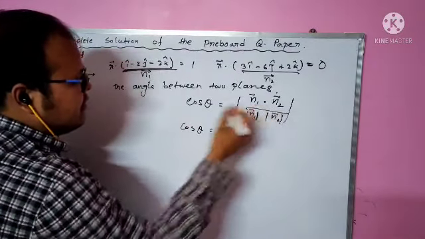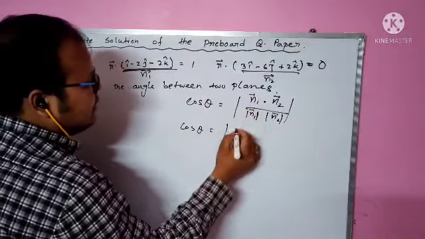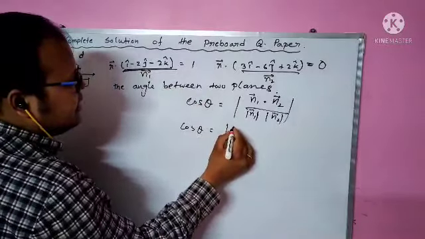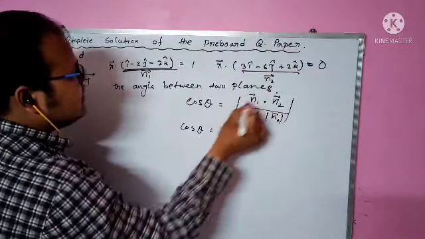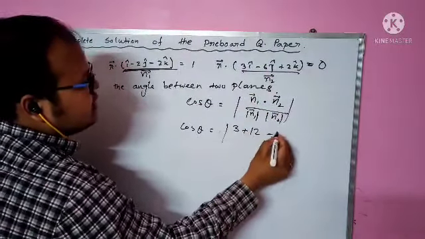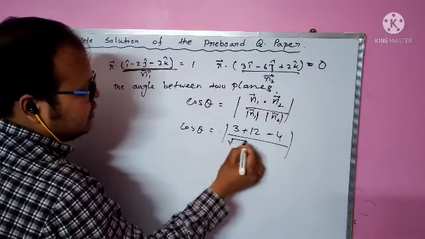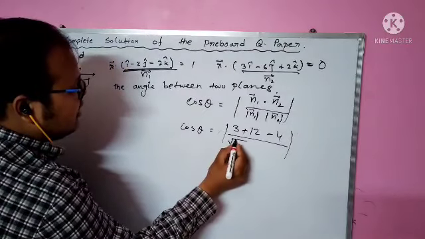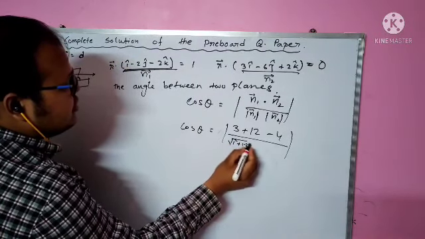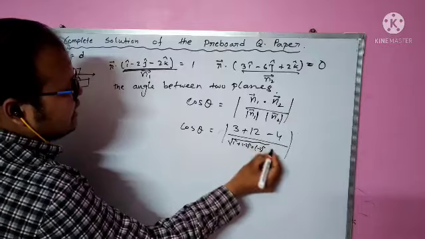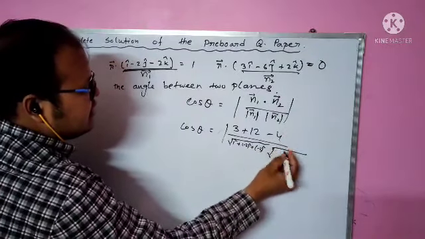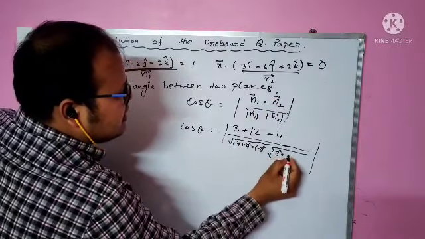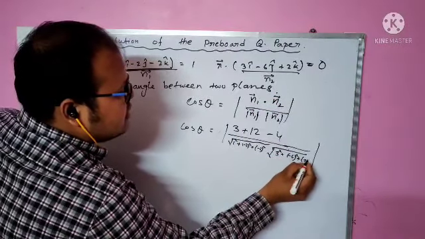So what will be the result here? Under the modulus we get n1 dot n2. How to do the dot product, you all know: the i components are multiplied together, and so on, giving 3 plus 12 minus 4, divided by mod of n1. You know how to calculate the modulus of a vector: root over 1 square plus minus 2 whole square plus minus 2 whole square, into the modulus of n2, which is 3 square plus minus 6 whole square plus 2 square.